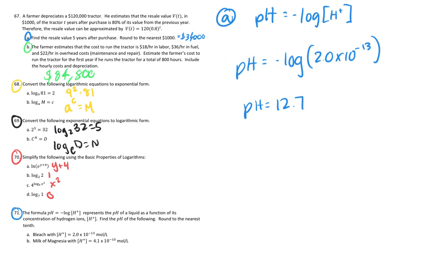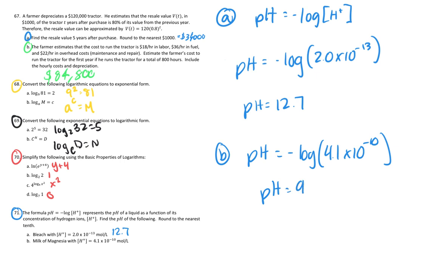12.7. And then we're just going to do the same thing for part B, except it's asking us for the pH of milk of magnesia, where we're going to plug in negative log of 4.1 times 10 to the negative 10. We're going to plug that into our calculator, and we end up getting our pH to be 9.4.